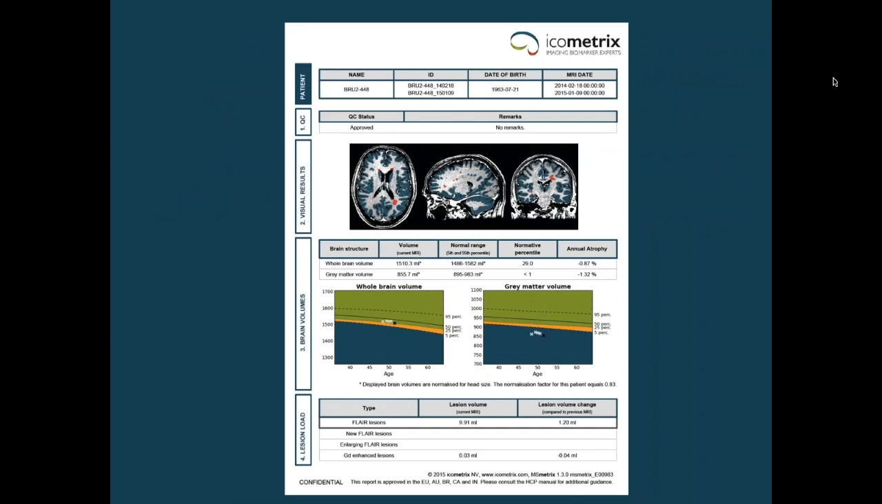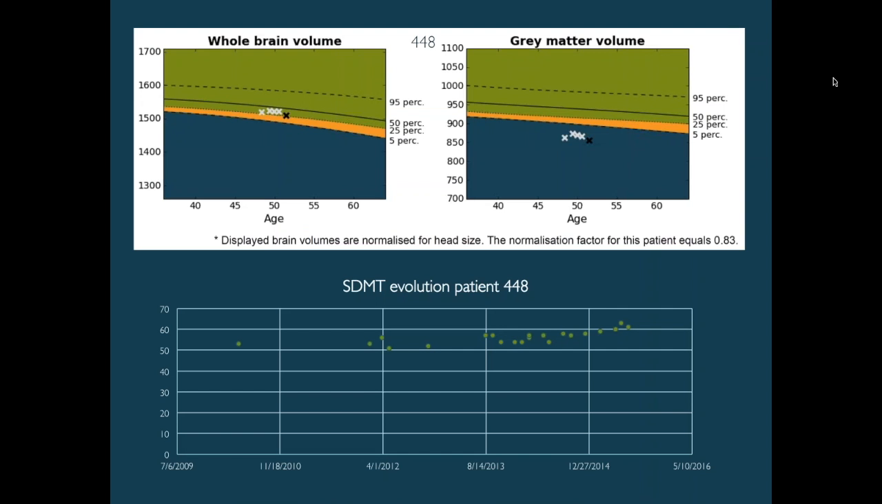This is the icometrix report, and we will focus on the green blue graphs, which are represented on the top of this slide. And here you see the volume measurements plotted against the normal control group that Wim already talked about earlier. And we can see that for total brain volume, this patient is in the green zone. And for gray matter atrophy or gray matter volume, measurements are actually below the region where we would like to keep them.